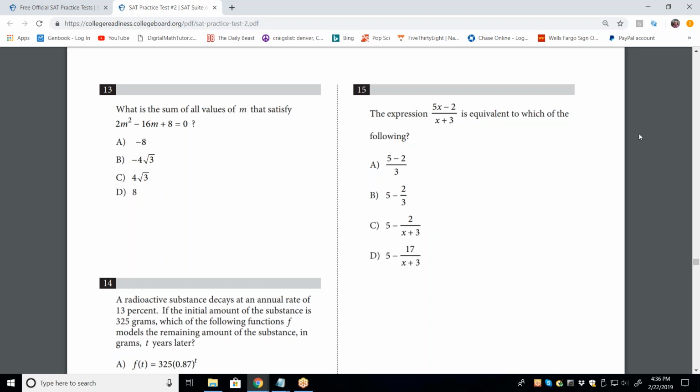Number 15. Is this decomposition of fractions? Yes, your decomposition of fractions. I don't know if there's an easier way to solve this, but we just learned this in precalculus. So I would start by setting 5x plus 2 over x plus 3 equal to a over x plus 3 plus b over x plus 3.